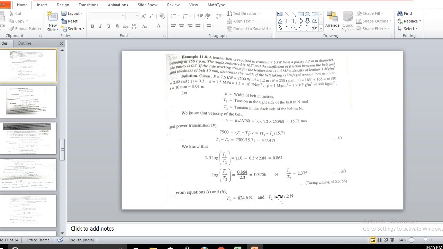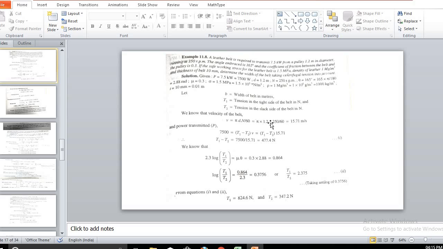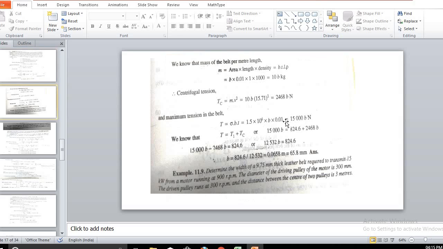By observing these two values, this is the higher value, 824.6 Newton, which is the maximum tension. This maximum tension we can consider. Now here centrifugal tension is also asked to be considered. Centrifugal tension Tc is equal to m v square. The velocity we already calculated as 15.71 meter per second.